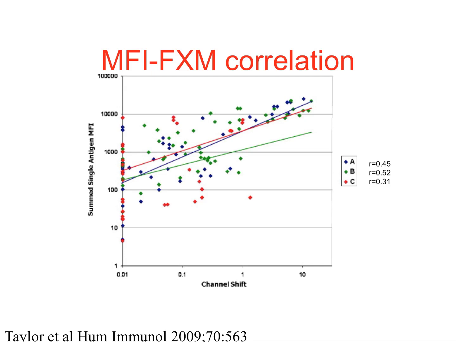So really, I've talked about this already. This is data from Cambridge showing the correlation between the MFI to HLA-A beads in blue, HLA-B beads in green, and HLA-C beads in red, and the channel shift in the cross-match. And I've demonstrated there that I think the relationship between the MFI and the likelihood of a cross-match for the C beads, for example, is extremely poor.